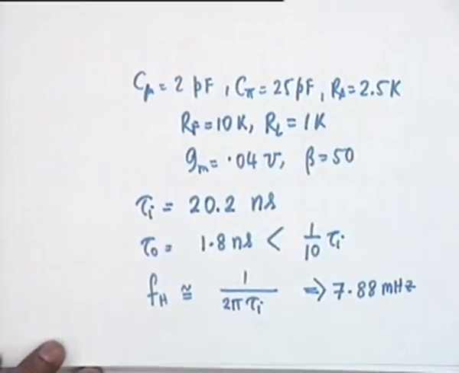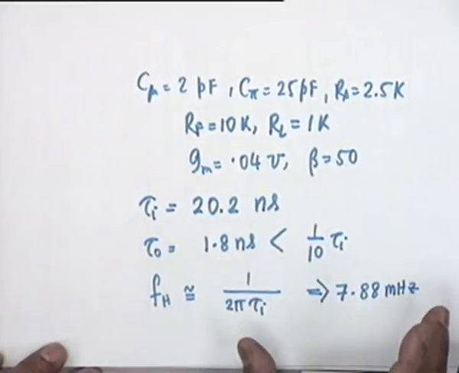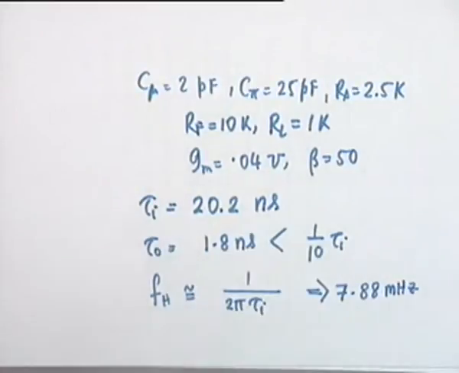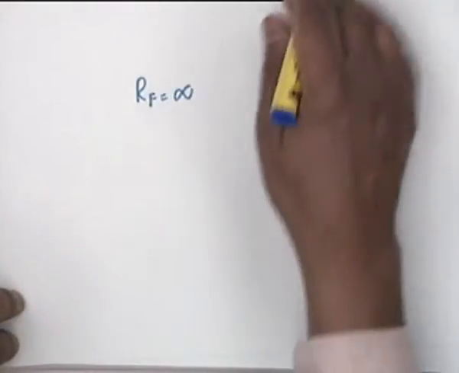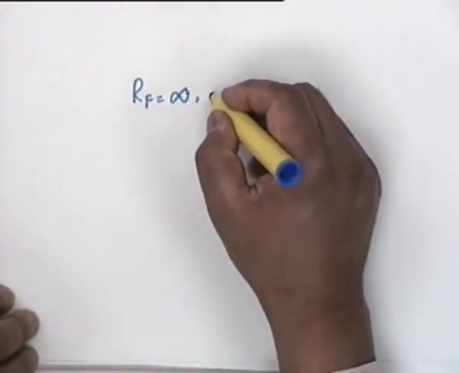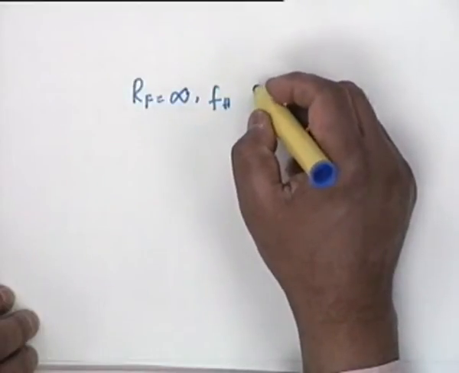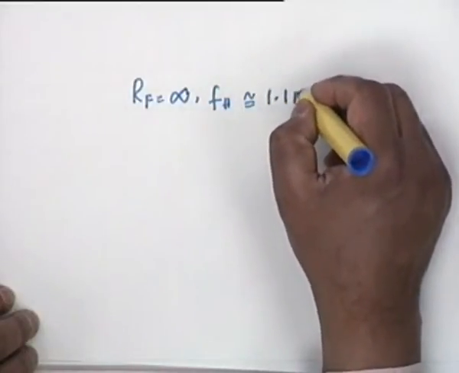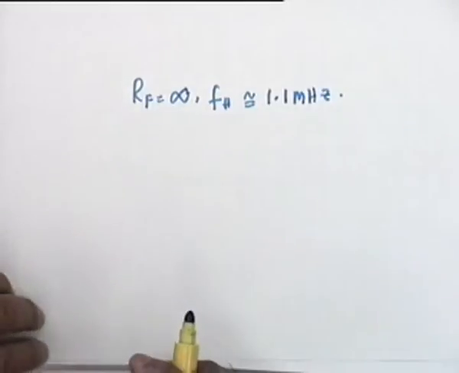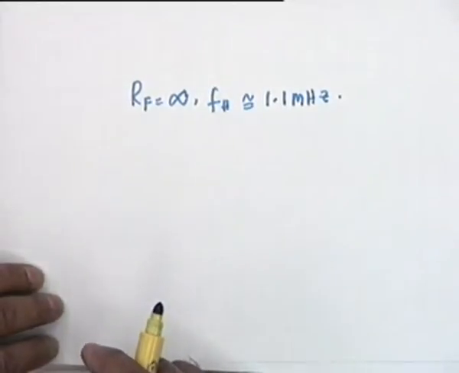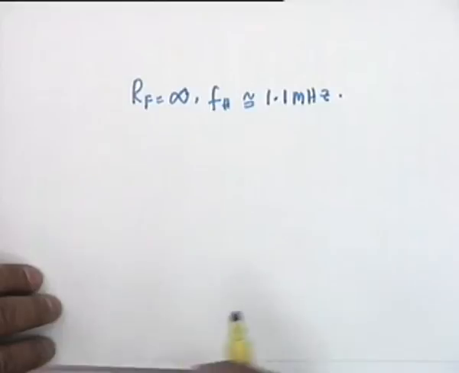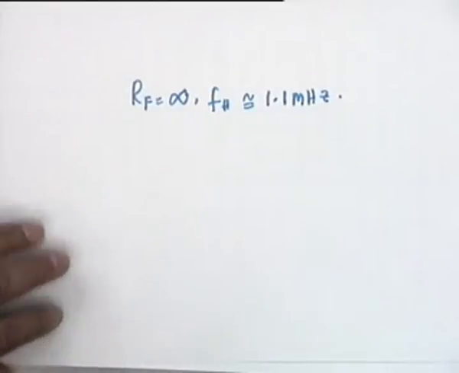On the other hand, now if it is to be a broadband, obviously if RF was not there, what does it mean? RF is infinity. If RF is infinity and you recalculate the whole thing, then you get FH approximately equal to 1.1 megahertz. So the broadbanding is by a factor of 7, almost a decade. But of course, the sacrifice is that you have to sacrifice in gain.